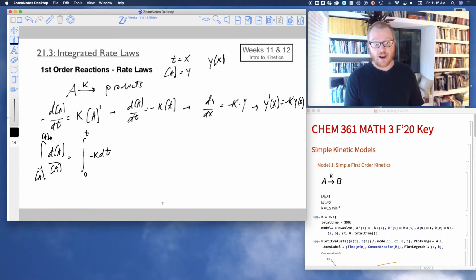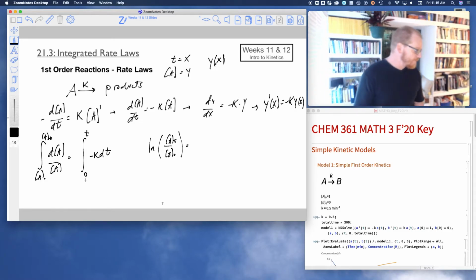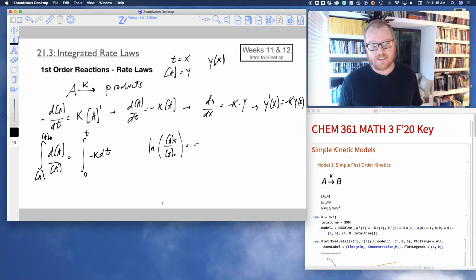So if you notice here, these are all the same equation. It's just writing it in a different notation. Okay? So now I can solve this all day. I know the integral of this side is the natural log, and when I apply the limits, that's going to be the natural log of A at time t over A initial. And the integral from 0 to t of negative k dt is very easy. That's just negative k times t.